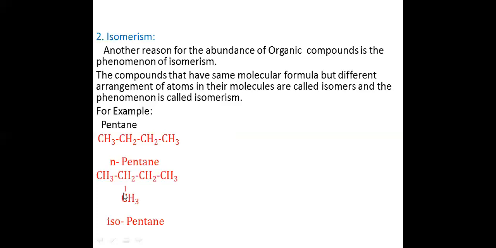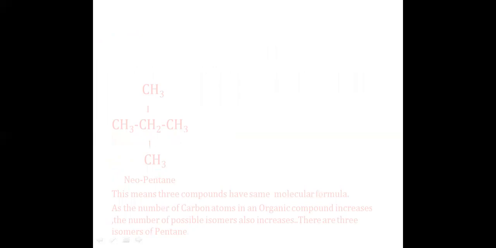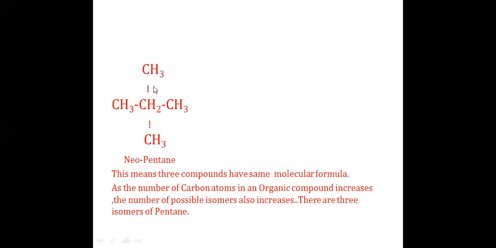And if one of the carbon atoms, or a methyl group, is in branch form, like these four carbon atoms are in a chain and this one is present as a branch on the chain, this type of isomer is called isopentane. There is one more isomer which is possible if two carbon atoms are present as branches. Total are 1, 2, 3, 4, 5. You can see that the molecular formula is the same, but the arrangement of atoms is different.